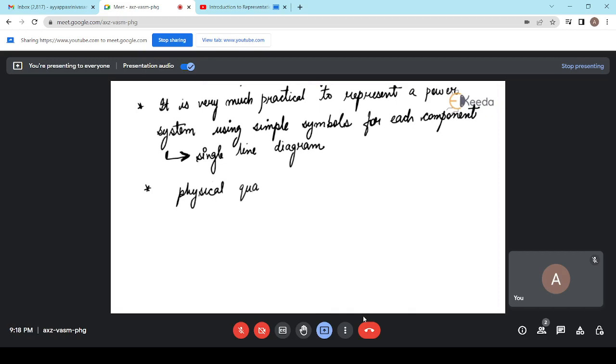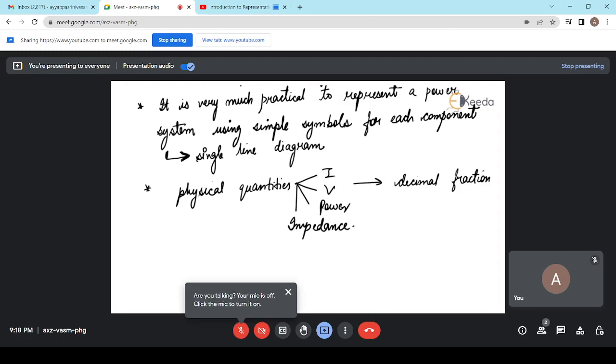such as current, voltage, power, impedance are expressed as a decimal fraction or multiple of base quantities. In this system, the different voltage levels disappear and a power network consisting of synchronous generators, transformers and lines reduces to a system of simple impedances.